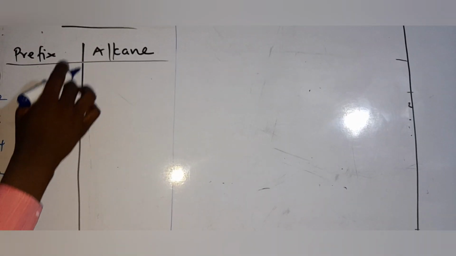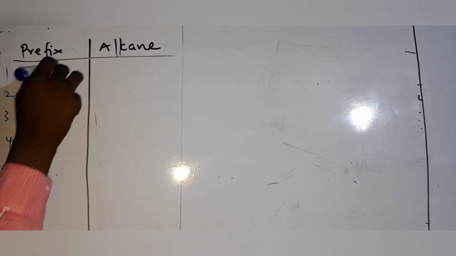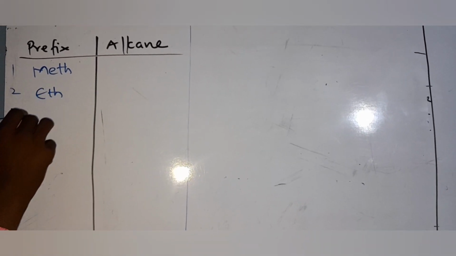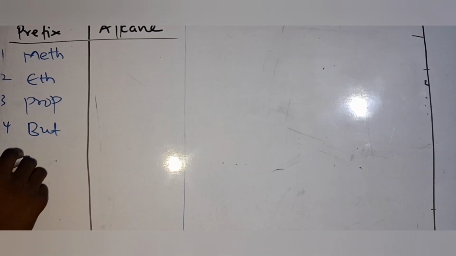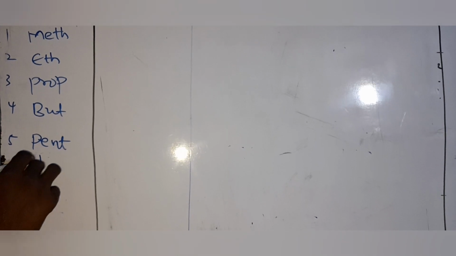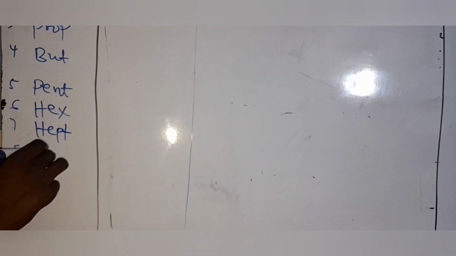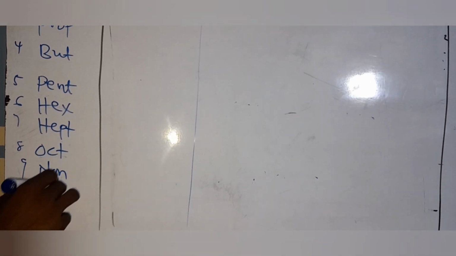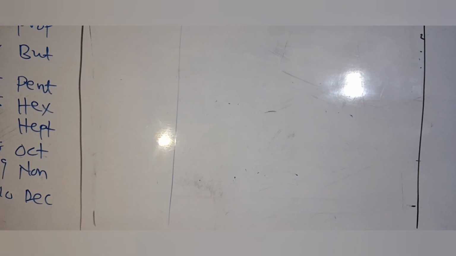Alright, so let me go back. So the prefix, this is a prefix. We say: "Met the earth proper, but pent, hex, hept, oct, non, dec." We met the earth proper, but some people came to spoil it. Yeah, sure. So met here means that if it's an alkane, it becomes what?